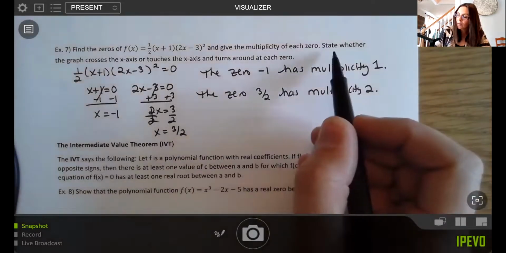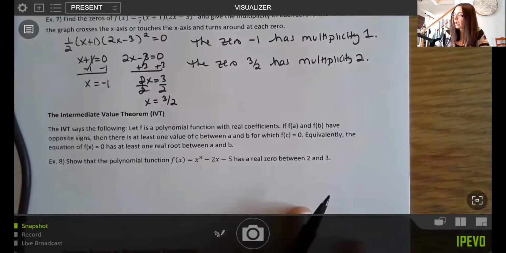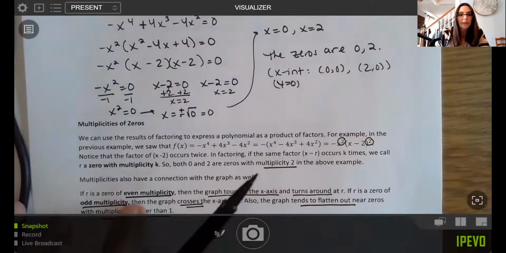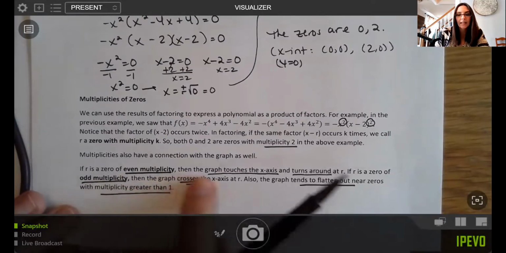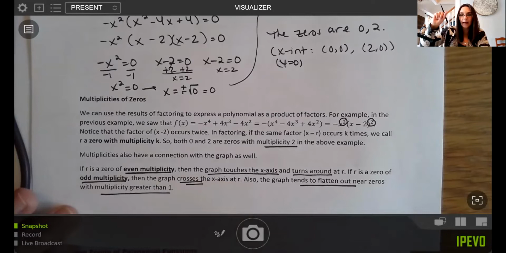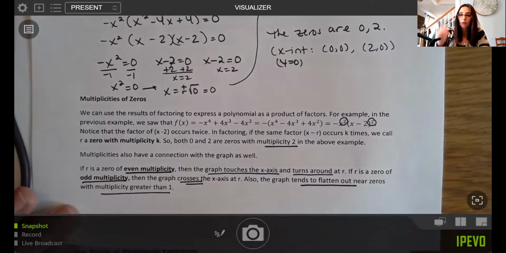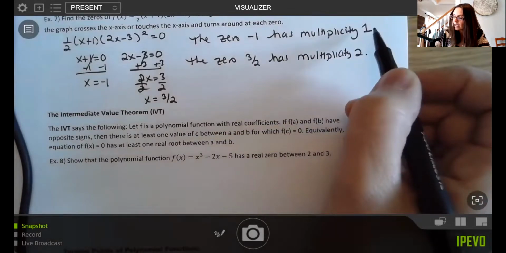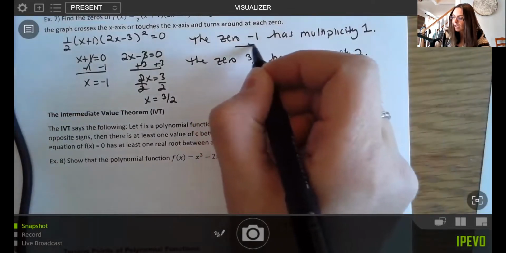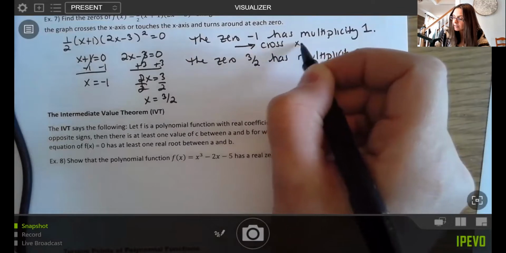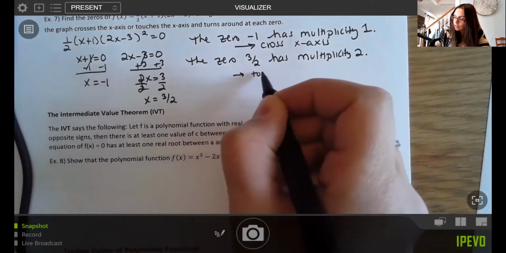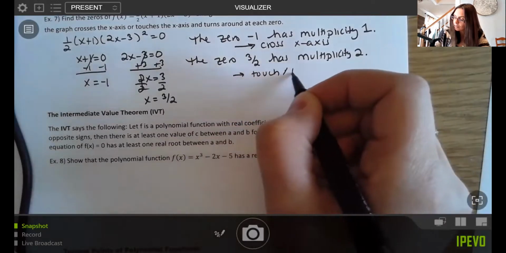The other thing we have to figure out is if it's going to cross or actually just touch the axis. So if you go back to the page before, when your multiplicity is even, what happens is the graph touches the axis and kind of bounces back up or back down. It doesn't actually go through the axis. When the multiplicity is odd, that's when it goes through. So for this case, this one has odd multiplicity. So this is going to actually cross the x-axis. This second one has even multiplicity, so it's going to just touch the axis and turn around.